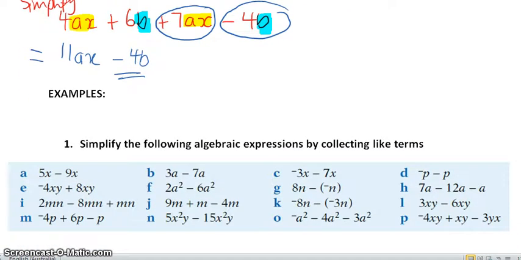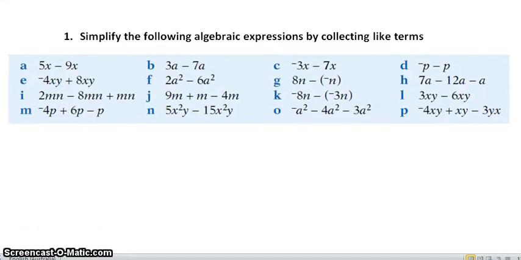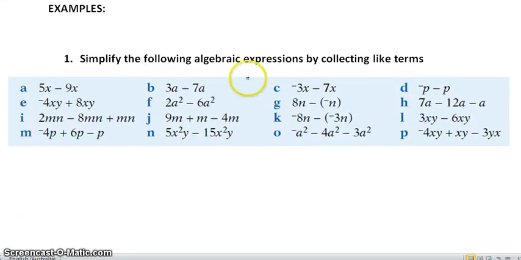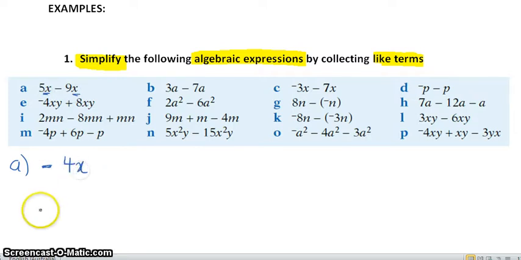Let's have a look at some more examples together. The instruction is to simplify the following algebraic expressions. Anytime it says simplify, it means you want your answer in the smallest way possible, but only by collecting like terms. And they're telling you these are all expressions. Some of these get quite tricky, so let's have a look at a few of them together. The first one says 5 lots of x minus 9 lots of x. Now they are like terms, which means I can do 5 minus 9, which is minus 4, and I put the pronumeral in.